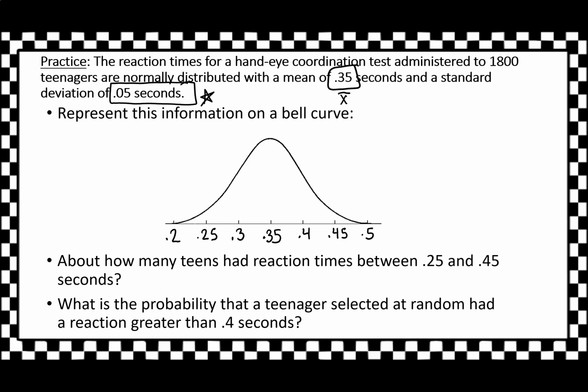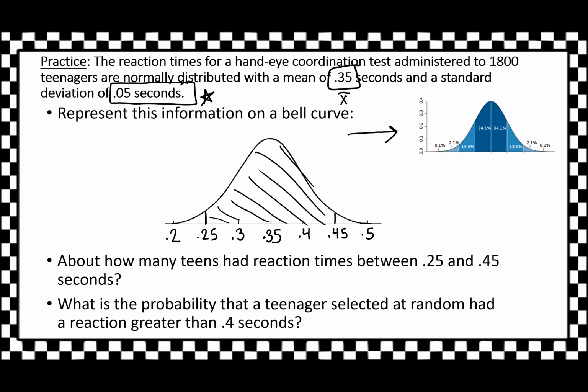All right. Next thing we need to do is answer our questions, and to do so, it's really helpful to use this. You will not have to memorize this. You can use this on a test or a quiz. So it says, about how many teens had a reaction time between 0.25 and 0.45? Well, let's look at what we're looking at here. We're looking at from here to here.